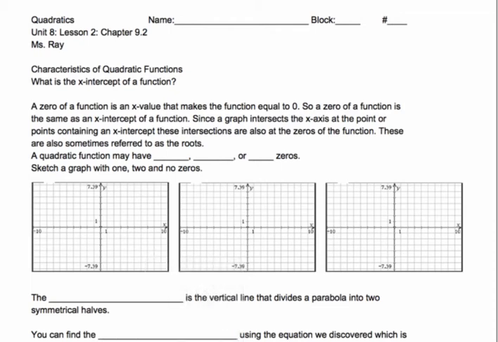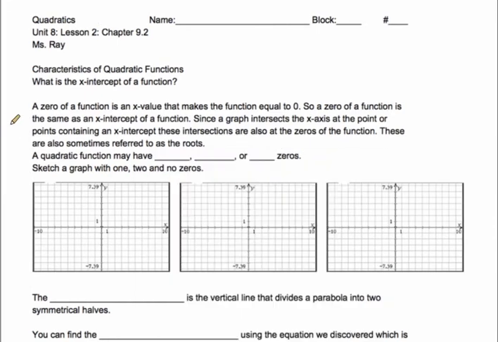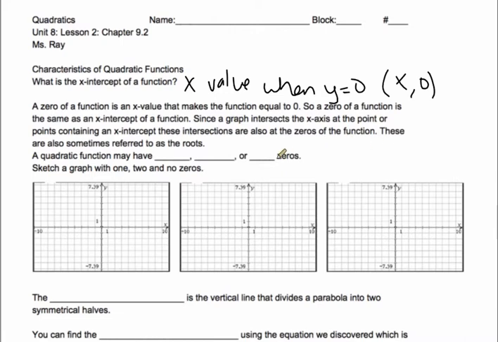All right, here is Unit 8, Lesson 2, talking about different characteristics of quadratic functions. All right, so what is the x-intercept of a function? When we did linear functions, we talked about x-intercepts. The x-intercept is the x value when y equals 0. Remember, we write that as the x value, comma, 0 as an ordered pair. It's also where the graph crosses the x-axis. So we're going to be looking at that in relation to quadratic functions here.